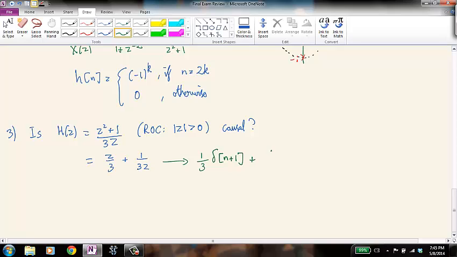Plus 1/3 of delta of n minus 1. Okay. And you see that for n equals minus 1, this thing is 1. So it's not causal. For causal, you need it to be 0 for all negative times.